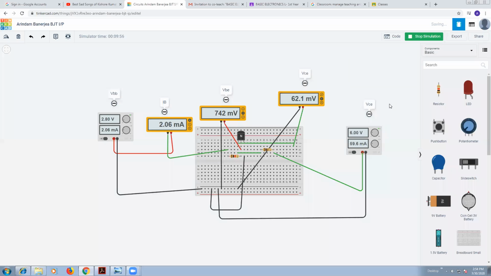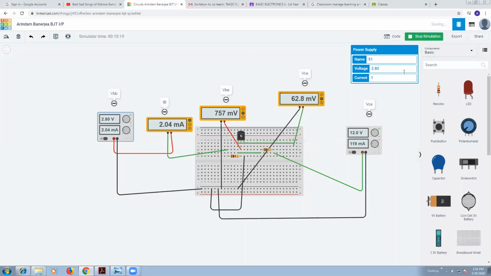Okay, we have to keep set in 6 volt. All other parameters we have to make 0 volt. This is to be kept in 0. And here, first all we have to keep in 0 volt. Initially, first make the circuit.